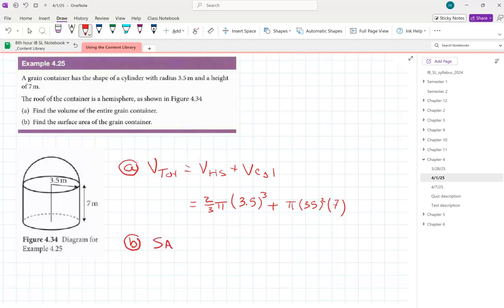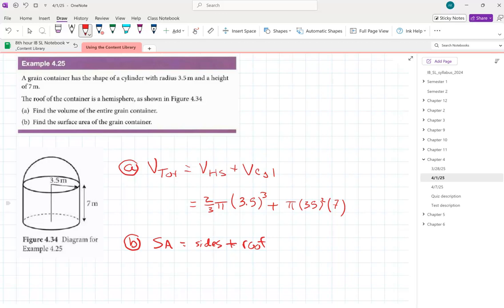Part B then asks for the surface area of the grain container. So here we have to be a little bit careful, right? The surface area is just going to be the sides plus the roof. The bottom's not a surface because it's sitting on the ground. If it was a container you could hold in your hand, then yes, the bottom would count. But if it's sitting on the ground, it's like if you wanted to paint the thing, how much paint would you need?